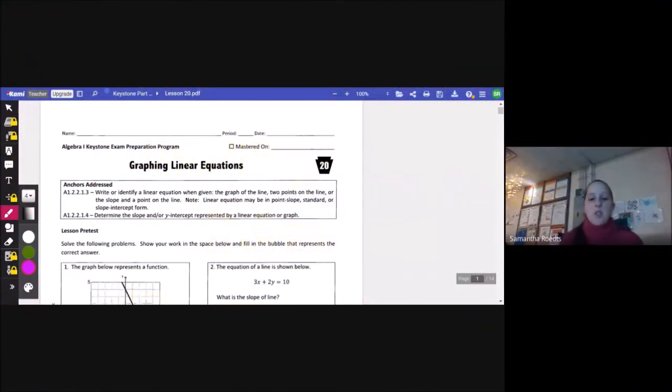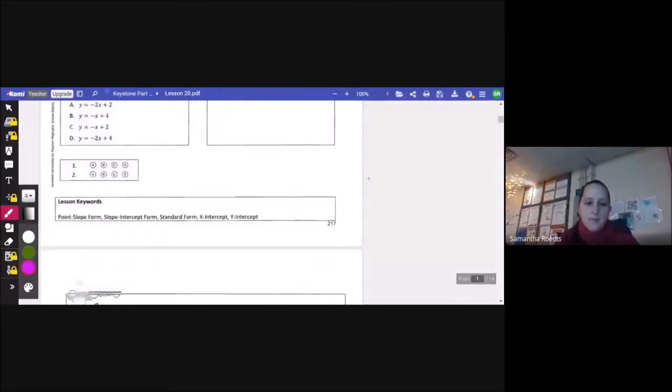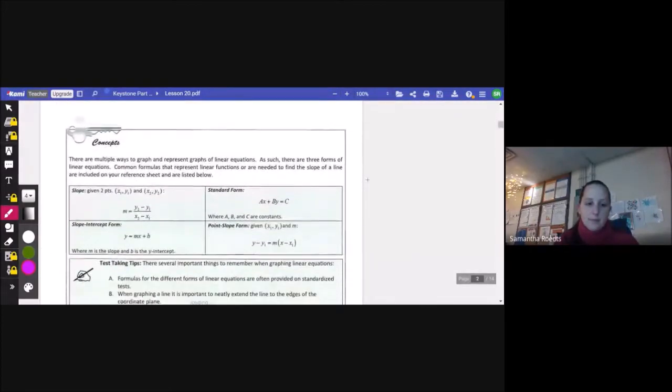All right, this is lesson 20, graphing linear equations. All right, concepts. There are multiple ways to graph and represent graphs of linear equations.